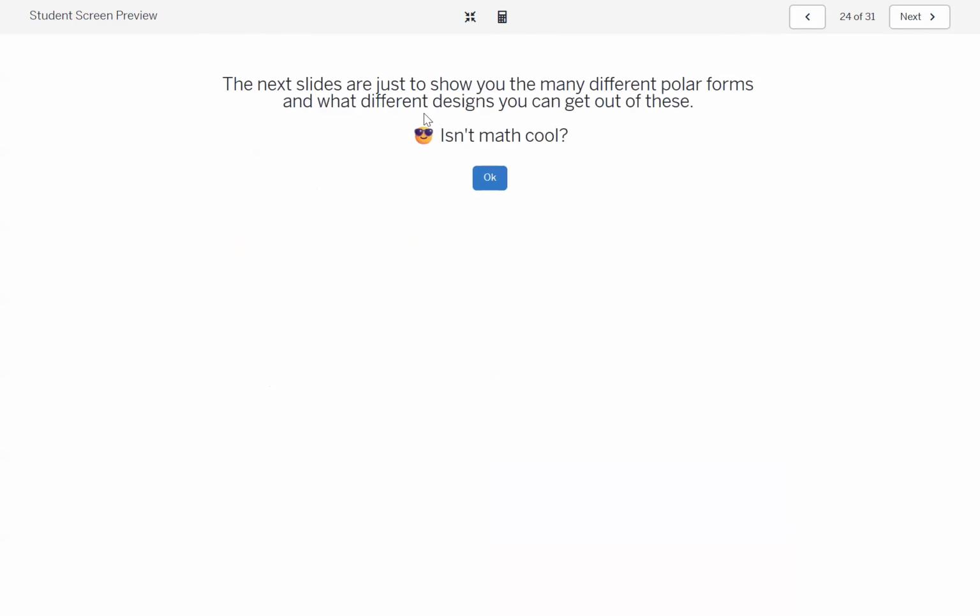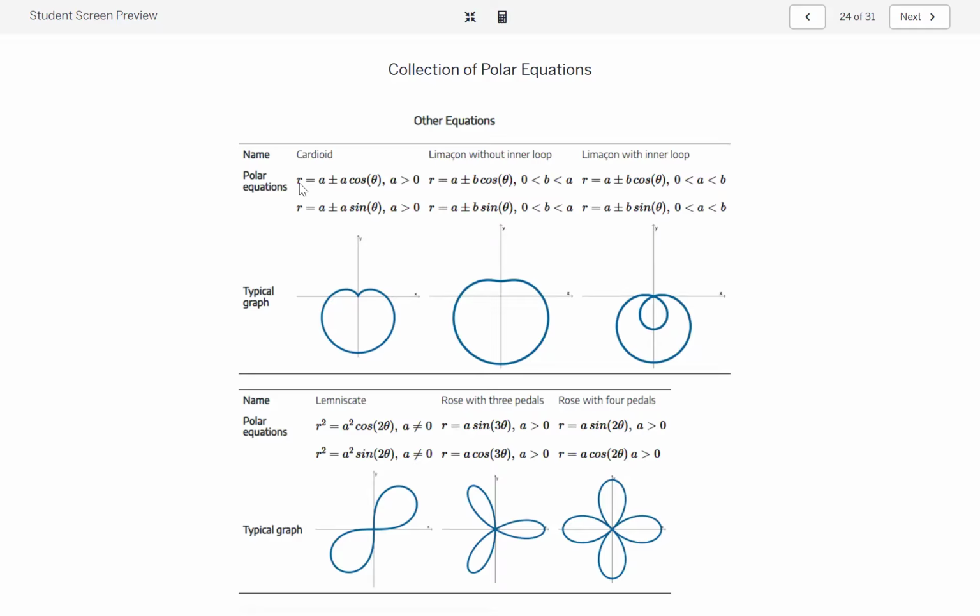All right, let's see our next one. So these next slides are just to show you some of the cool graphs you can get. So this is screenshots from the book. So we have equation formats that make particular graph shapes. So a cardioid is because it's a heart shape. And this requires that we have a plus or minus a cosine theta or a plus or minus a sine theta, where a is positive. But it has to be the same.